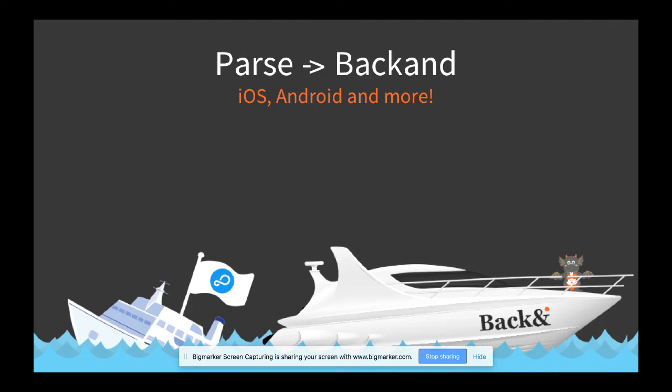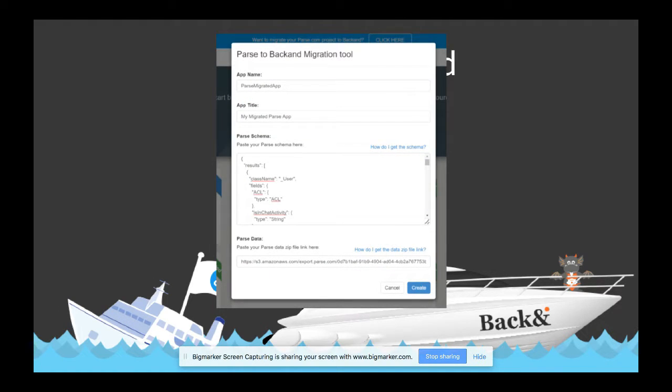We also offer the capability to migrate from Parse in case you got bit by Parse deciding to shut down earlier in January. We offer a very easy to use migration tool. Simply create a new app, pull in your schema, pull your data down from Parse, and then you're up and running with a backend powered web service that will allow you to just pick up right where you left off.